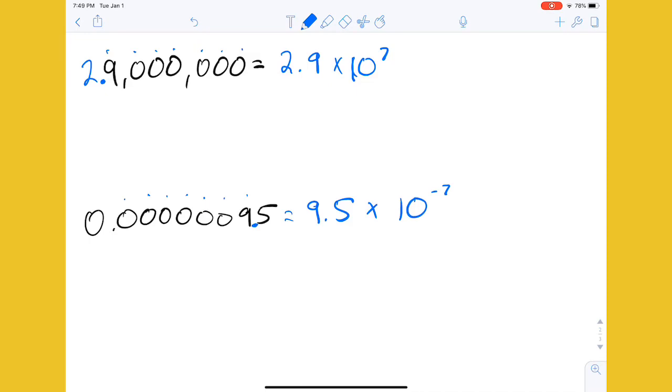That is just a quick way to do it. You use scientific notation a lot at the higher level, so it's super useful to get this fast.